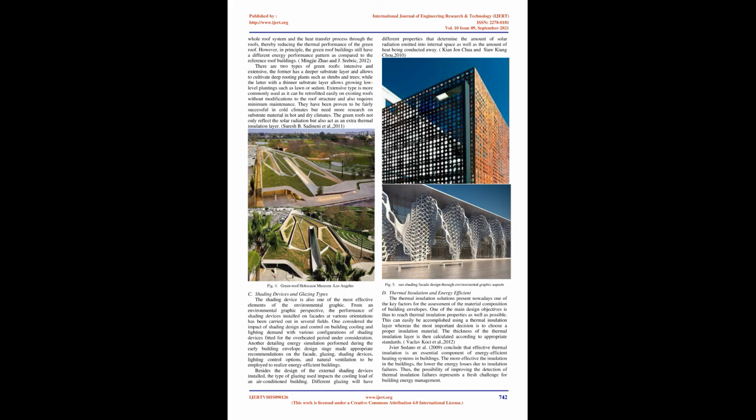There are two types of green roofs, intensive and extensive. The former has a deeper substrate layer and allows to cultivate deep-rooting plants such as shrubs and trees, while the latter with a thinner substrate layer allows growing low-level plantings such as lawn or sedum. Extensive type is more commonly used as it can be retrofitted easily on existing roofs without modifications to the roof structure and also requires minimum maintenance.